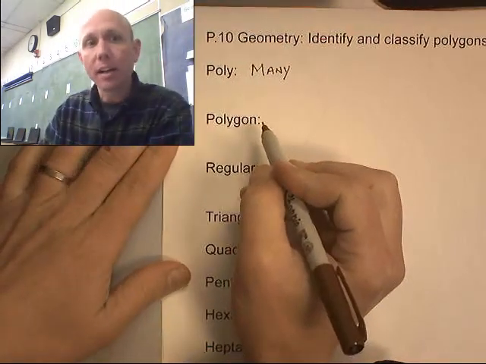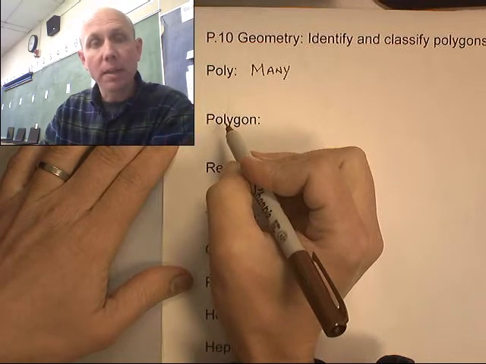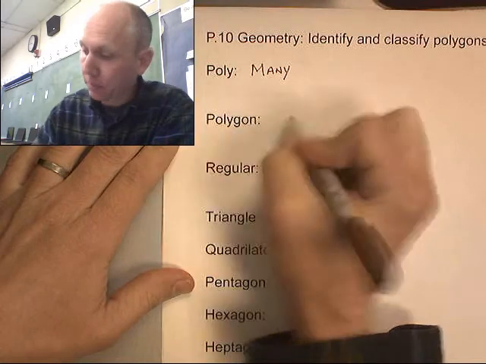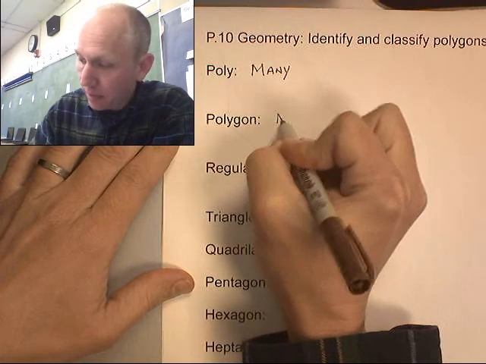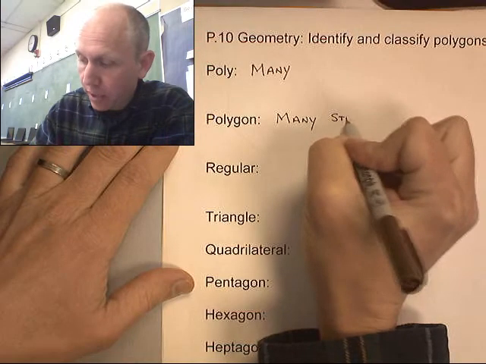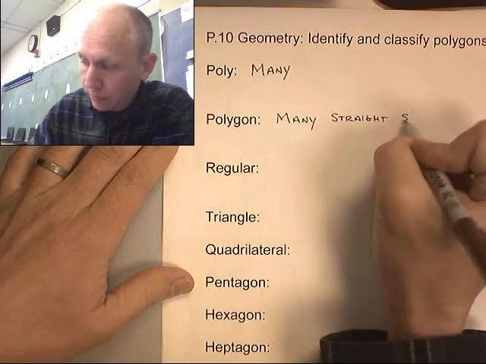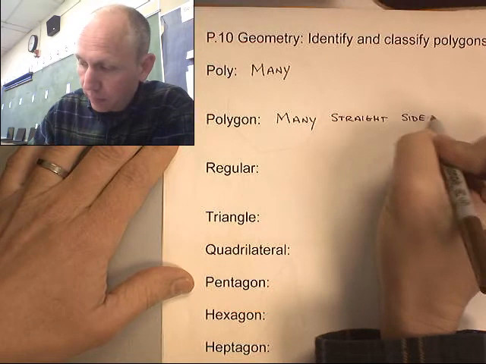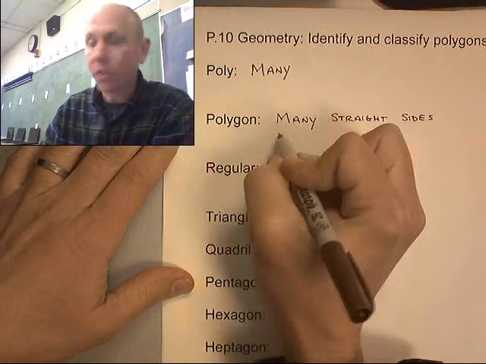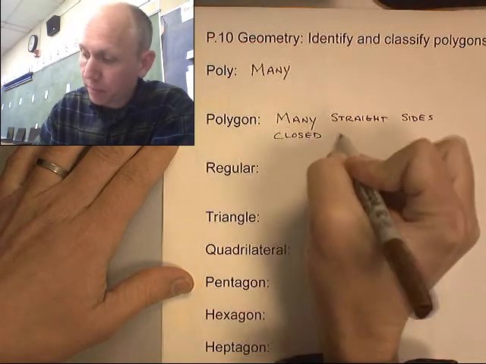A polygon is an object, a shape, that's made up of many straight sides. Polygon. Many straight sides. So a polygon has many straight sides and it has to be a closed object or a closed shape.